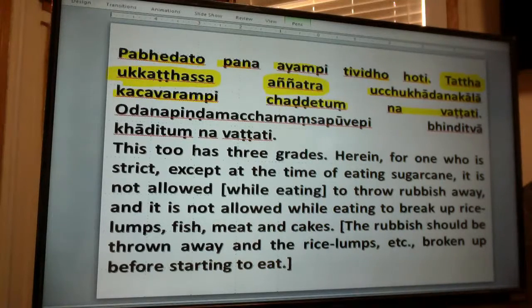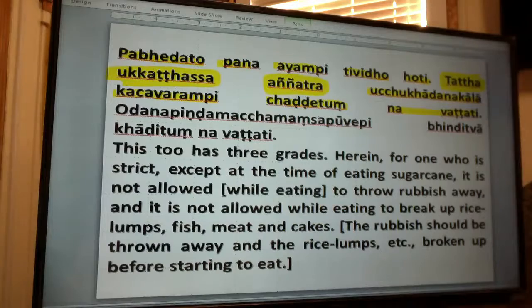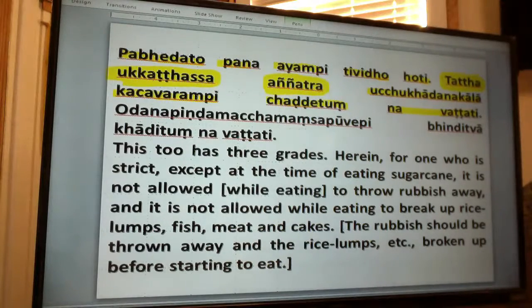So even though eating sugar cane is okay, except inyatra, except eating the sugar cane is okay. But while eating other things, kachawaram is rubbish, so to throw the rubbish away is not allowed.